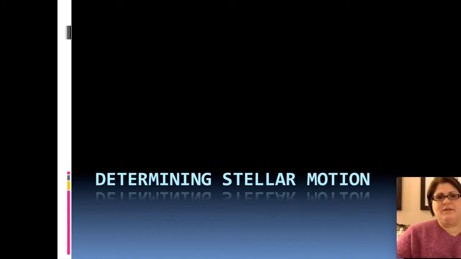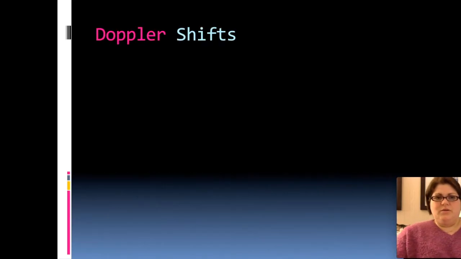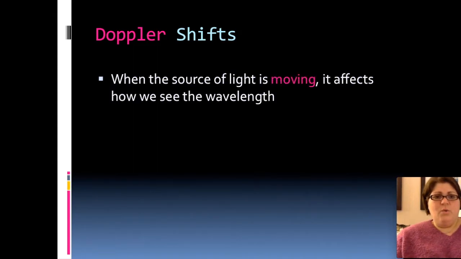The very last thing I want to talk about is how we determine a star's motion. To determine a star's motion, we use a phenomenon known as Doppler shift. You might have heard the word Doppler before in weather forecasts when they talk about Doppler radar. Doppler just is a way of analyzing the movement of something. In the case of weather, it's the movement of the raindrops. In our use, we're going to be analyzing whether a source of light is moving.